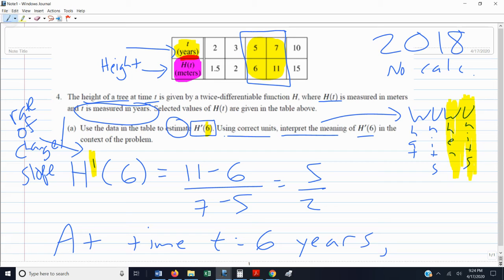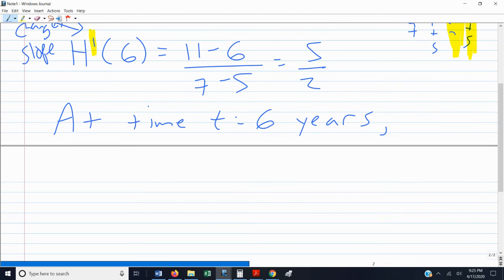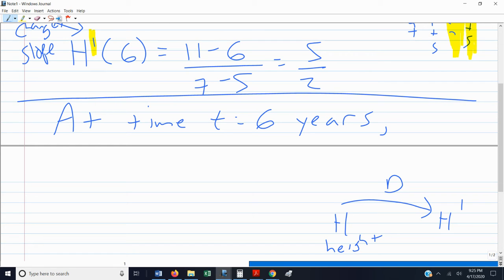So the last thing we need to do is just think about, if the h function is the height, right? The height of the tree is the function h, and we wrote it here as well. If h is the height of the tree, you want to think about, what would h prime represent? H is the height, and then the derivative, h prime, what would that represent? So that is going to be the rate of change of the height, or how the height is changing.